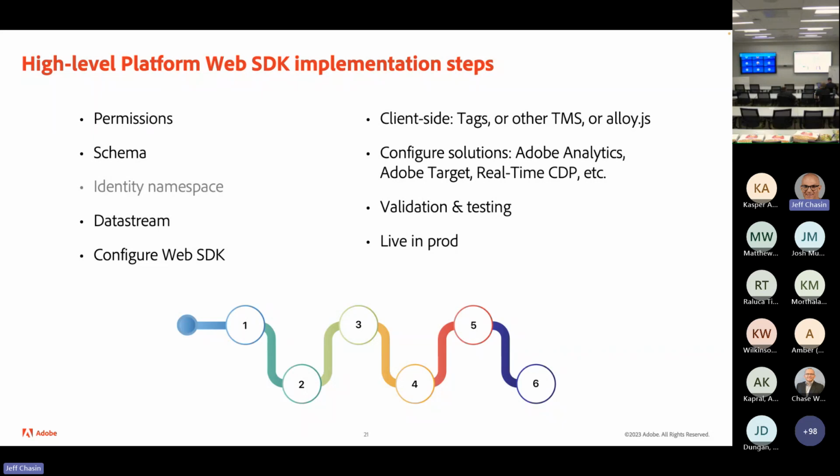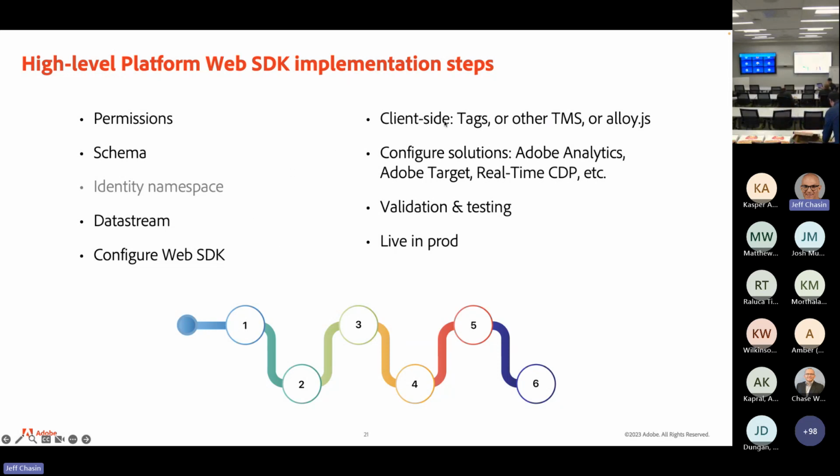So in terms of steps, these are really the high-level steps in terms of getting going with the Web SDK. You handle your permissions in the different solutions, whether it's admin console or platform. You set up a schema, which is basically just a structure for the data that you'll be sending in. You may have a need for an identity namespace optionally. You'll set up a data stream to configure where that data is going to go, and then you'll get into actually configuring the Web SDK itself, whether that's the tags extension or the library.